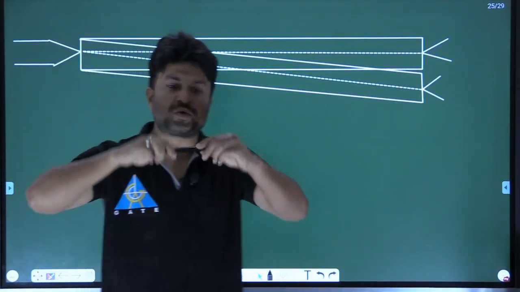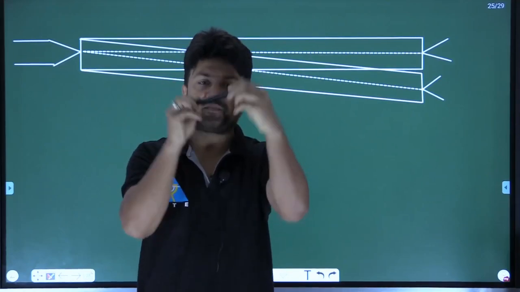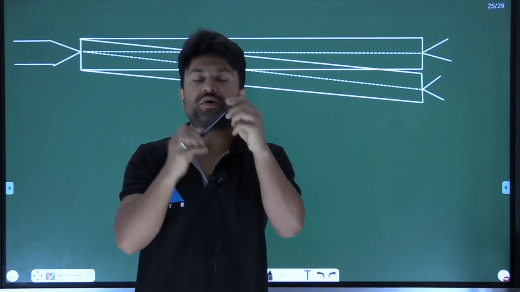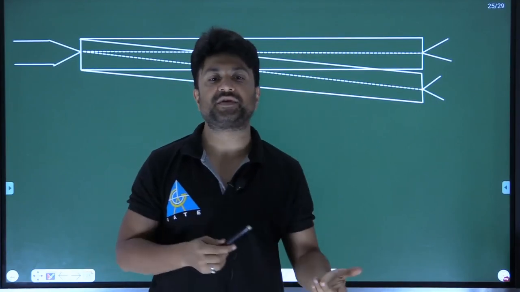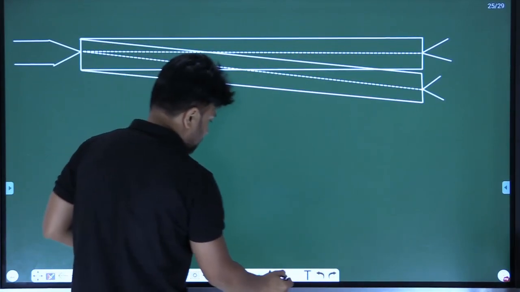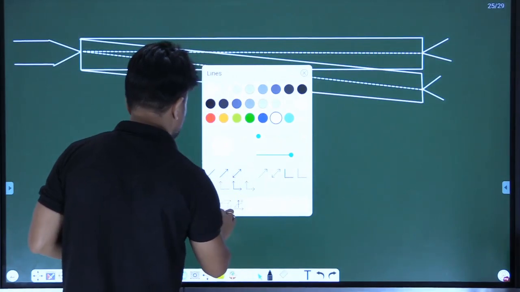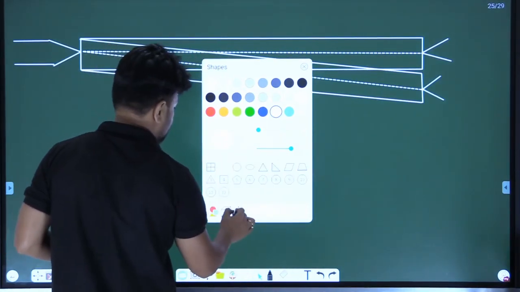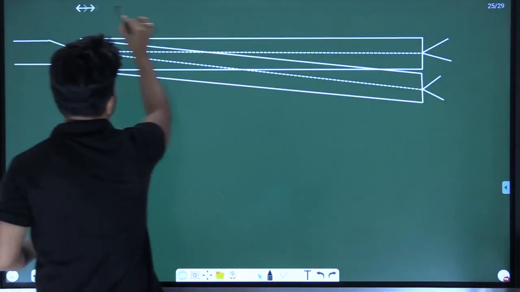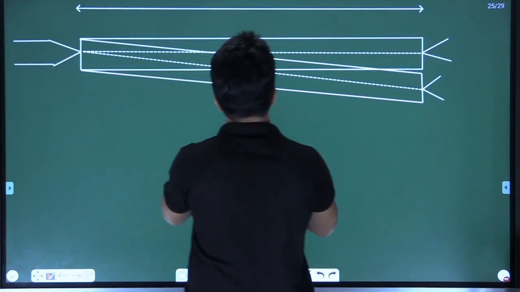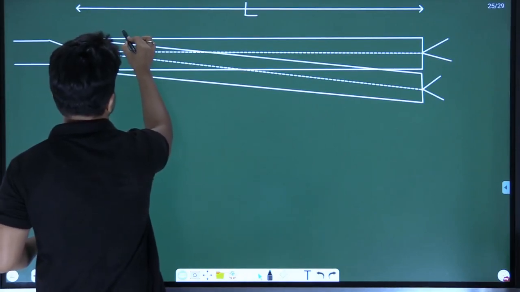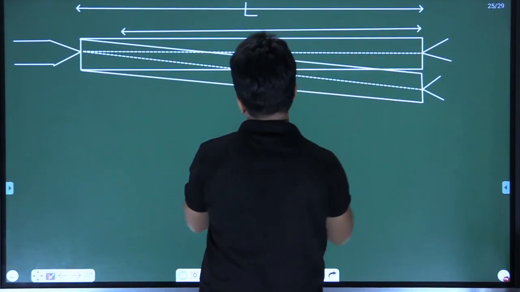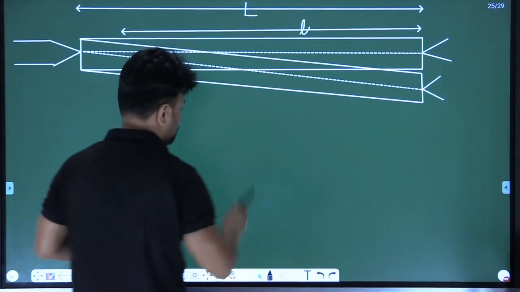Now, it is rotating in a conical way. So, when the workpiece is rotating in a conical way and you just move the tool, what happens? A conical surface is going to be cut. But let's say this is my total length, the total length of the workpiece, capital L. Among the total length, I'm only producing the taper surface up to this small length.